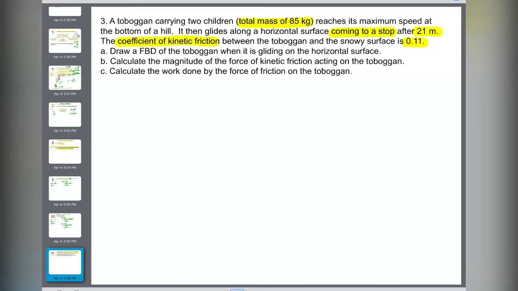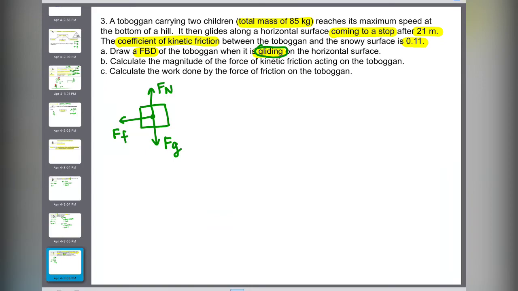Draw the free body diagram for the toboggan when it's gliding on the horizontal surface, okay? All right, so on the ice, we always draw a free body diagram with FG. I think that's pretty easy because it's sitting on the ice. I have an upward holding force going like this. Okay, keyword is gliding. I'm no longer applying the FA. So that means I would have one force that's going backward, which is FF.